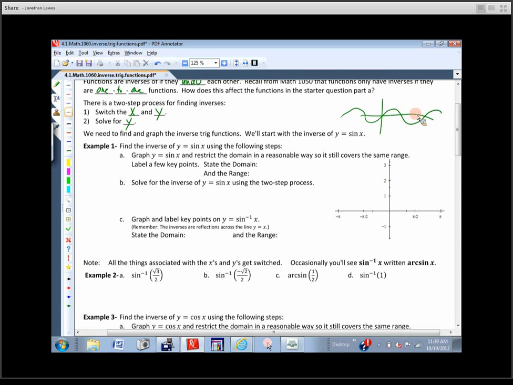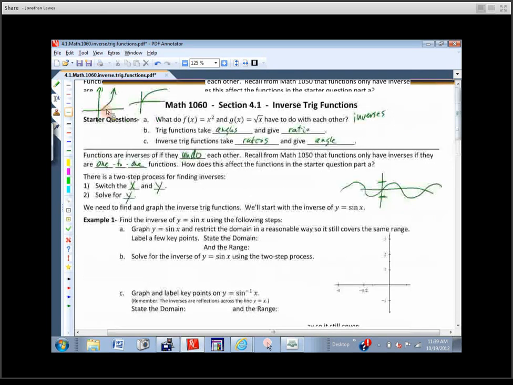Now what's its range? Negative 1 to 1. It goes from down here up to here, right? Okay, so that is a function. It has a domain, it has a range. The problem with this is, is it a one-to-one function? It's not. So what we do is the same type of thing that we did with x squared.